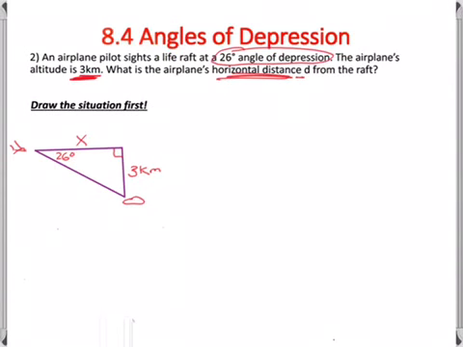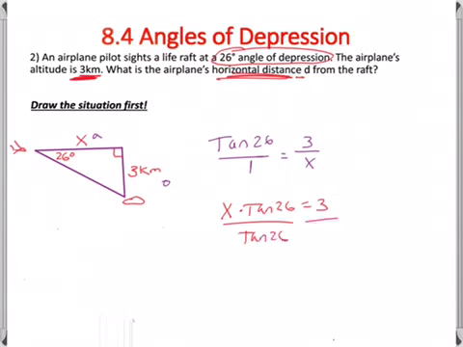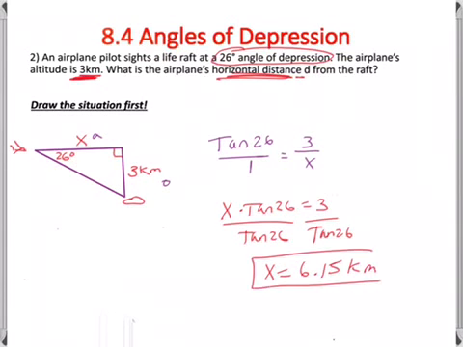So once again, we're going to use trig. We've got opposite and adjacent, which is tangent. This is the tangent of 26 over 1 equals 3 over x. Well, we'll cross multiply, so that's x times the tangent of 26 equals 3. Then we divide both sides by the tangent of 26, and you should get x to equal right around 6.15 kilometers. So the plane currently sits about 6.15 kilometers from the raft at a horizontal distance.